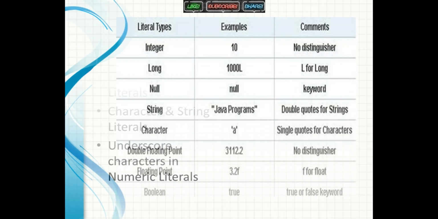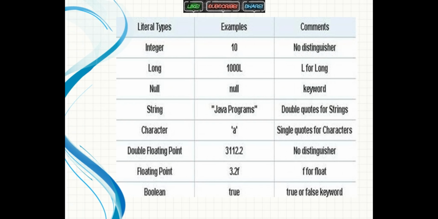So what are literals? As I've already told you, it's the source code representation of a fixed value, like int i = 200. Here int is the data type, i is the variable, and 200 is the literal value which we are giving. I have listed out all the different types of literals with the corresponding examples. Integer has 10, long will have 1000L, where L belongs to long, and it can be capital or small. Null is null, which is given to an object.